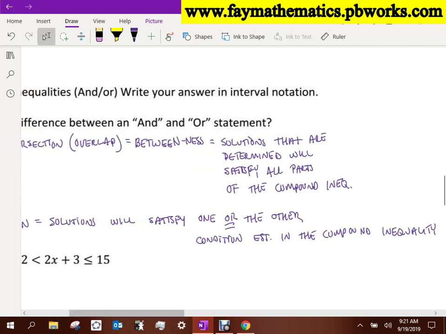Solutions will satisfy one or the other condition established in the compound inequality. Meaning that when I take an x value and plug it back in, it might give me a false statement in one of my inequalities, but a true statement in the other one. Does that make sense? It might give me a true statement in my first one, but a false statement in my second one. Okay, so that's the idea of and/or.